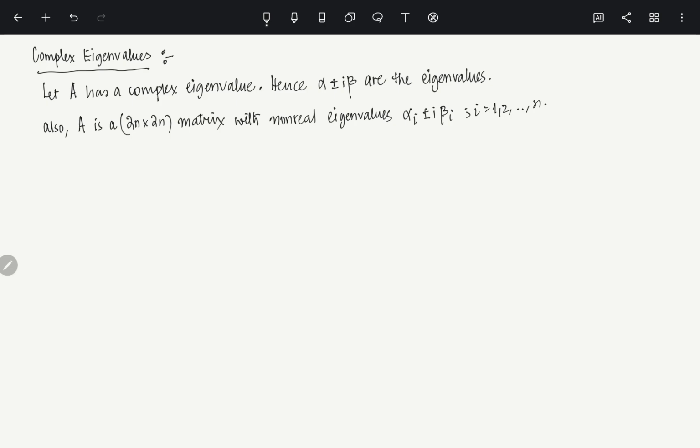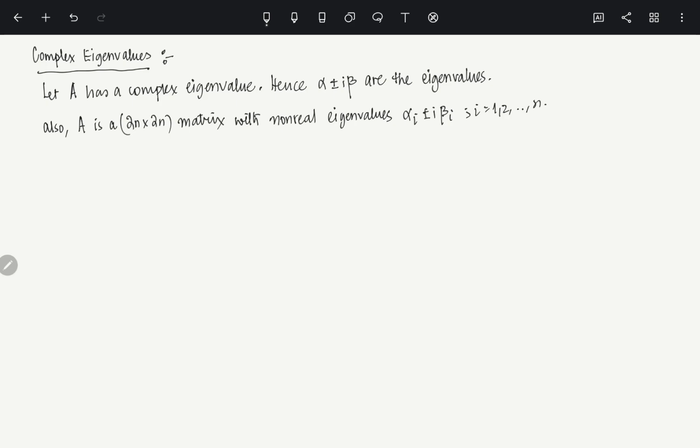Now you do realize, you may have a situation where you have a 3 cross 3 matrix, with eigenvalues alpha plus or minus i beta and then another real eigenvalue. It may happen, right? We are not dealing with that case right now. What we are doing right now is assuming you have a square matrix of 2n cross 2n size, and all the eigenvalues for now are non-real, so essentially they are complex eigenvalues, clear? And we want to see what happens then.